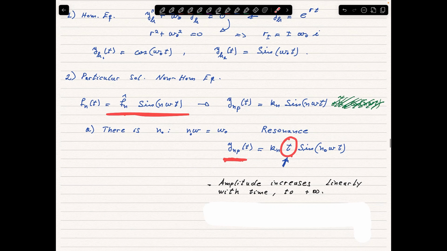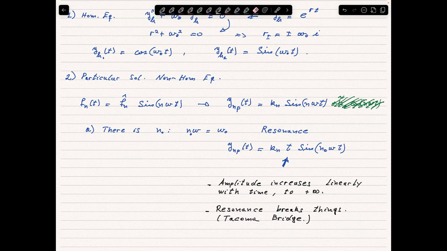So what is going to happen is that resonance breaks whatever it is we are describing here, in this case our spring. The oscillations are going to be so big that the spring is going to break. So this is what we mean by resonance breaks things.